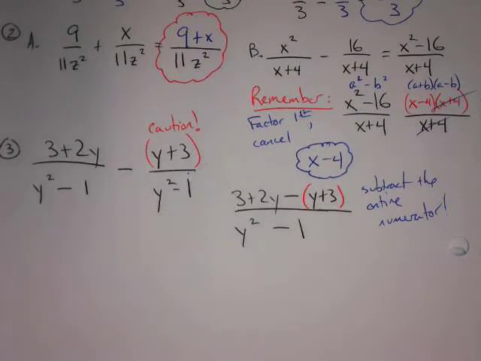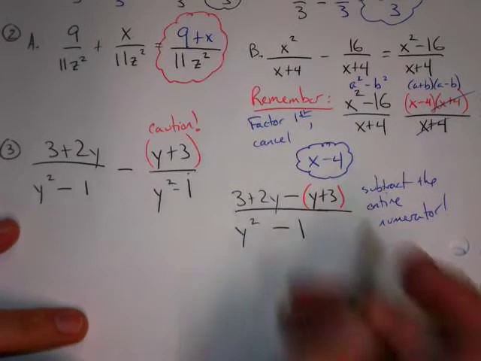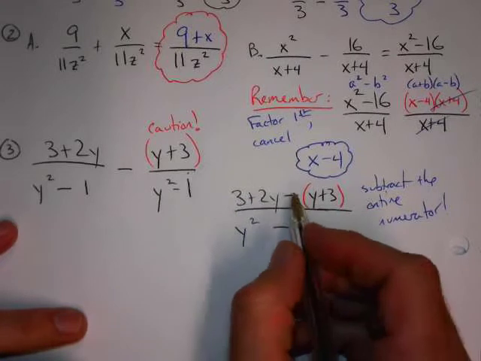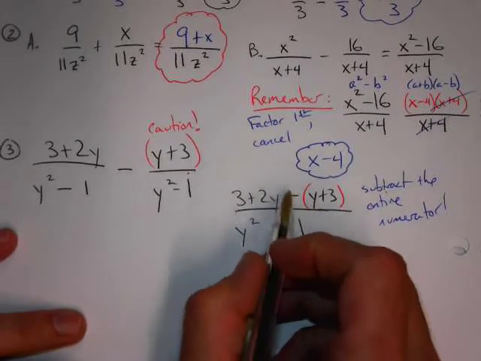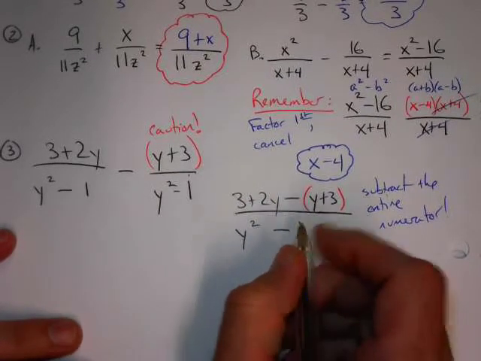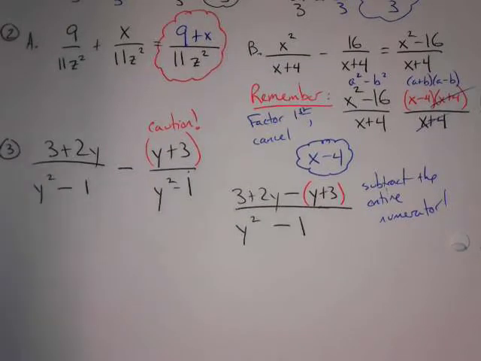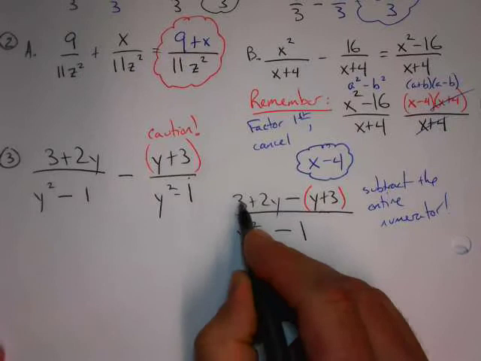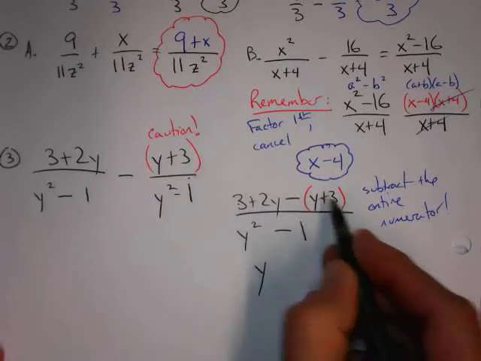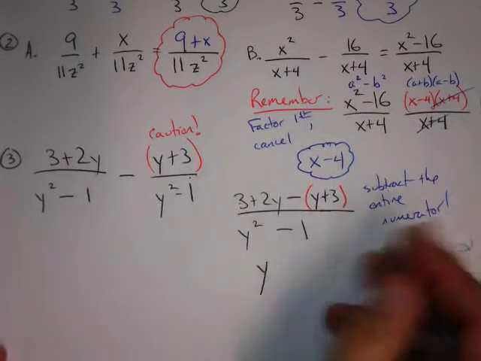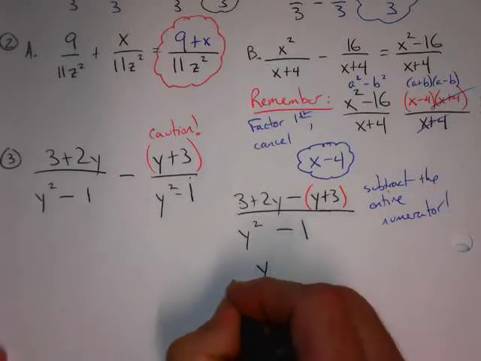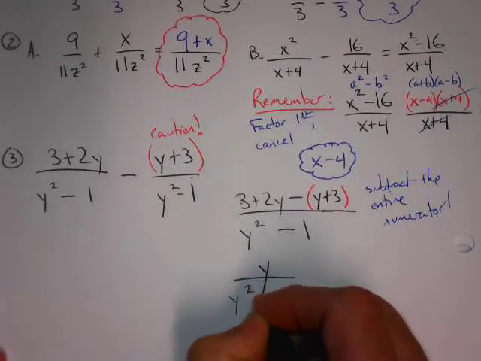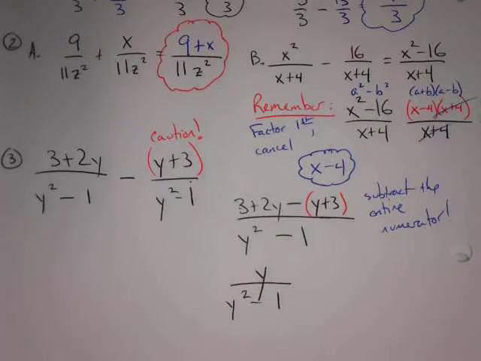So all we have to do now is simplify our stuff. We can combine our like terms. So we would have 3 plus 2y minus y minus 3. Our like terms, 2y minus y, leaves us with 1y. And then 3 minus 3 is 0. So the numerator is going to be left as y. Our denominator stays y squared minus 1.